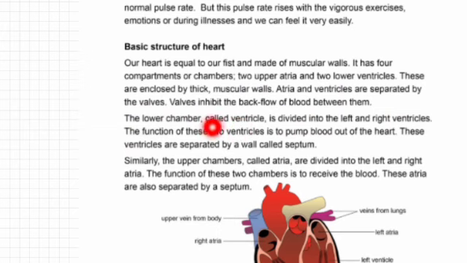The lower chamber called ventricle is divided into the left and the right ventricles. The function of these two ventricles is to pump blood out of the heart. These ventricles are separated by a wall called septum. Similarly, the upper chambers called atria are divided into the left and right atria. The function of these two chambers is to receive the blood. These atria are also separated by a septum.